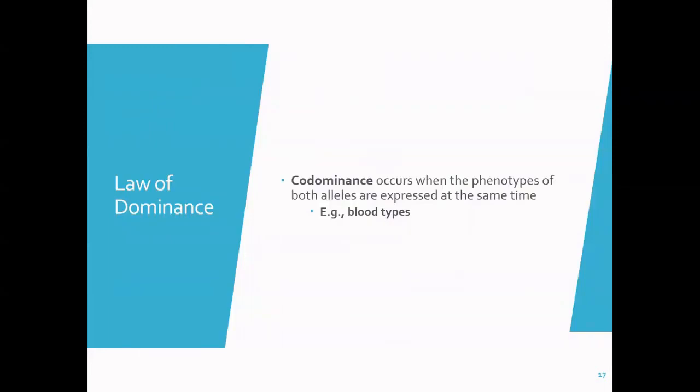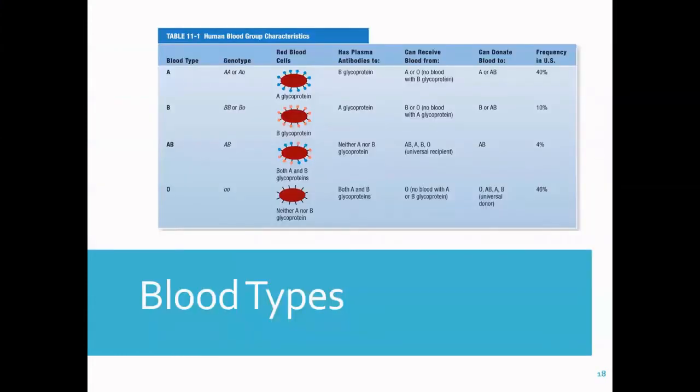So the law of dominance also has something we call codominance, saying that when the phenotypes of both alleles are expressed at the same time, we get codominance. Blood types are an example of this. So we're not really worried about all of the stuff to the right. We're just really worried about the genotype on this one.